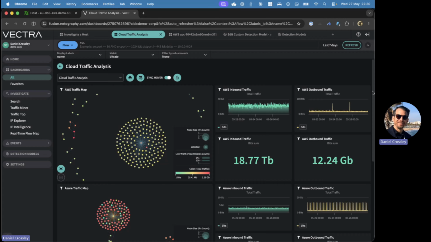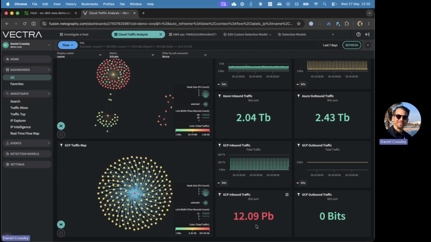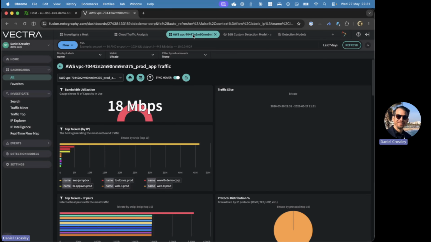I wanted to see how much traffic is actually traversing through my AWS environment, through my Azure environment, and then lastly through my GCP environment. As you can see, we've got 12.09 petabits of data actually traversing through my GCP environment, which is quite substantial. But having this visibility means that I can effectively monitor the performance of my various cloud environments, and this is key to observability. So let's dive into maybe one particular area.